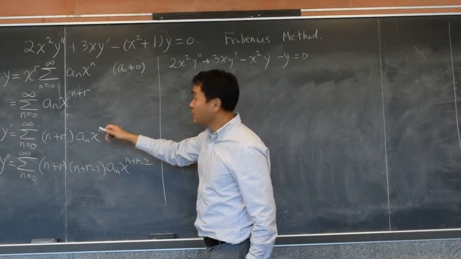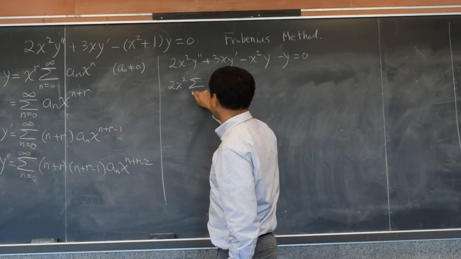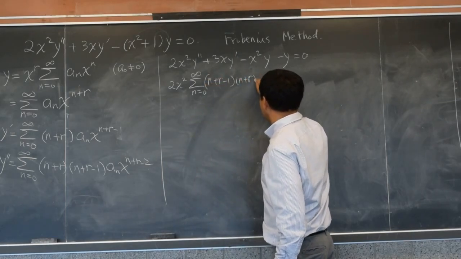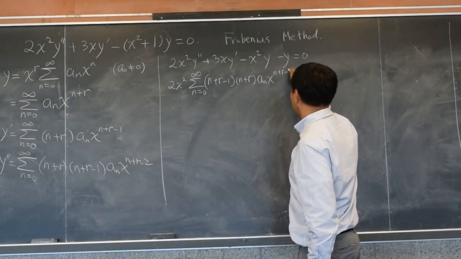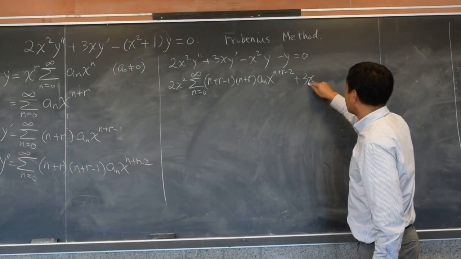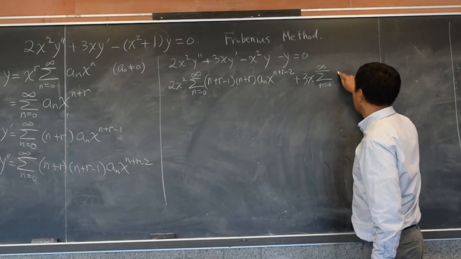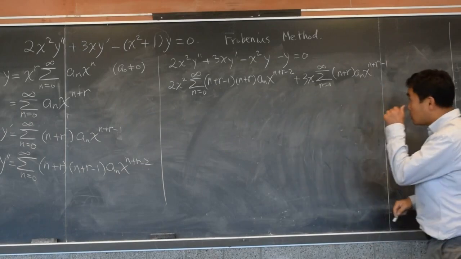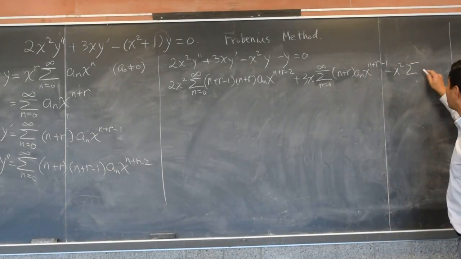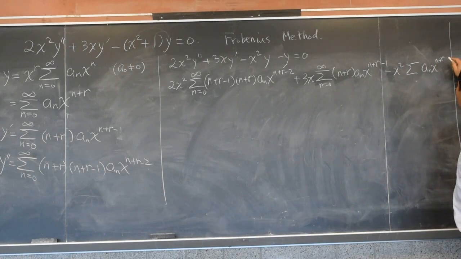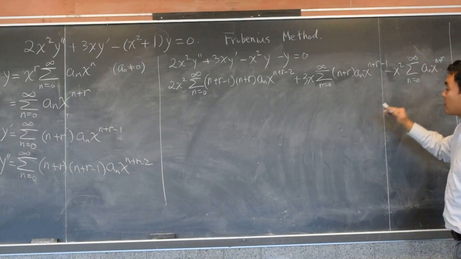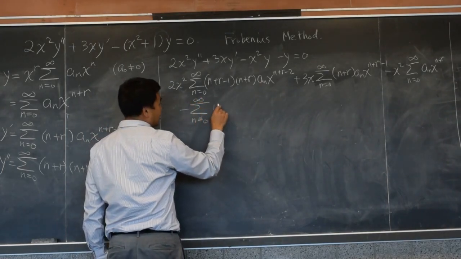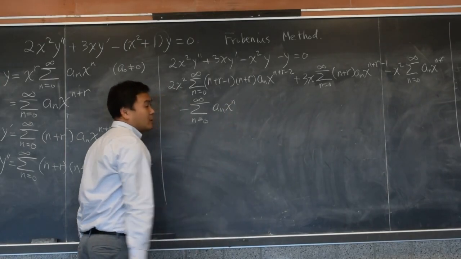And then we will plug in everything. 2x squared sigma n from 0 to infinity (n plus r minus 1)(n plus r) an x to the n plus r minus 2, plus 3x times sigma n from 0 to infinity of (n plus r) an x to the n plus r minus 1. And then minus x squared sigma an x to the n plus r, n from 0 to infinity. And finally, you will have minus sigma n from 0 to infinity of an x to the n. And all that has to equal 0.